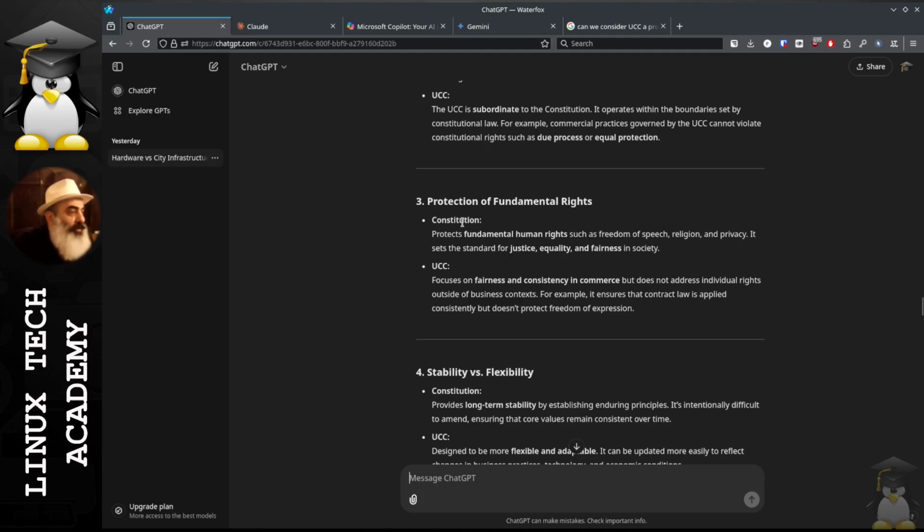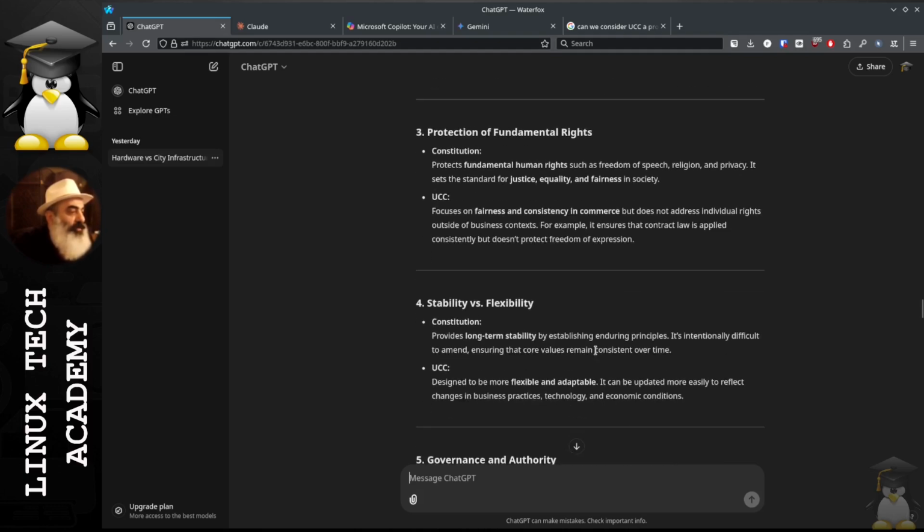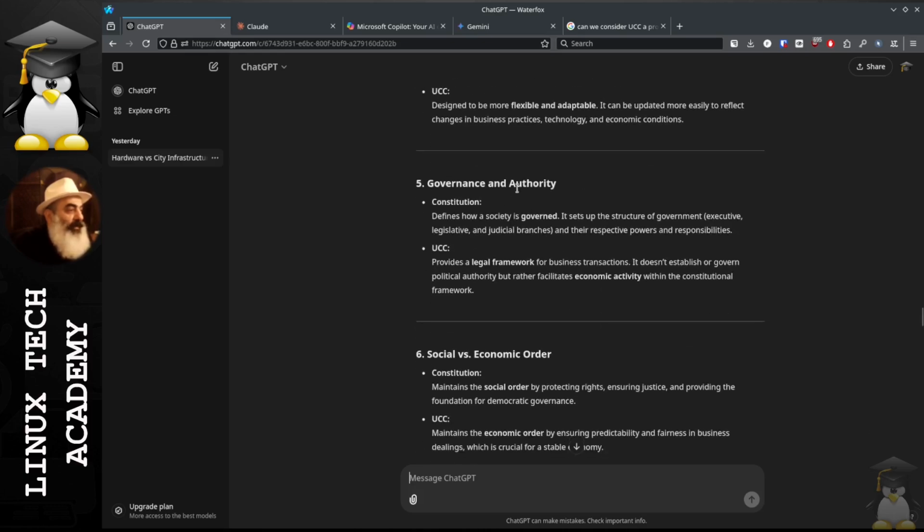So what the Constitution is doing here, for example, versus the UCC: stability versus flexibility, governance and authority. This is important. The Constitution defines how a society is governed. It sets up the structure of government, executive, legislative, and judicial branches and their respective powers and responsibilities. Awesome. The UCC provides a legal framework for business transactions. It does not establish or govern political authority, but rather facilitates economic activity within the constitutional framework.